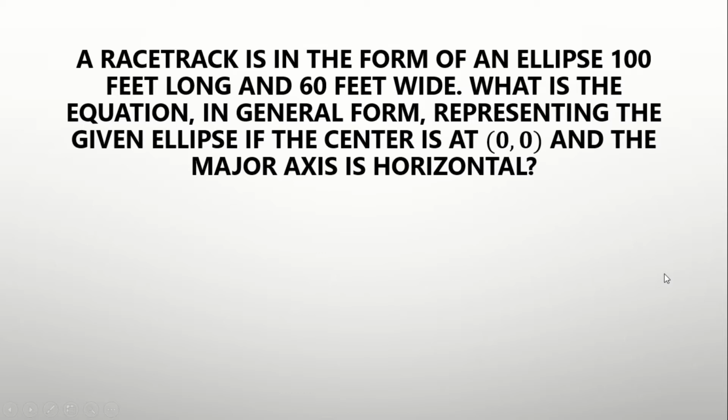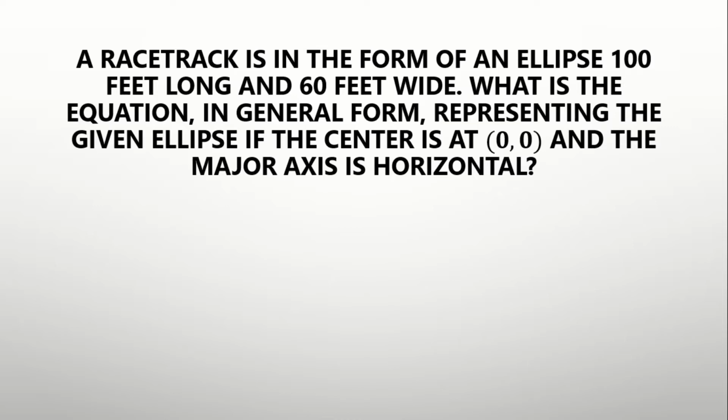So the length of the racetrack represents the major axis, while the width represents the minor axis. Hence, 2a is 100 feet and 2b equals 60 feet. It follows that a is 50 because 100 divided by 2, and b is equal to 30 because 60 divided by 2. So, we are done determining the values of a and b.